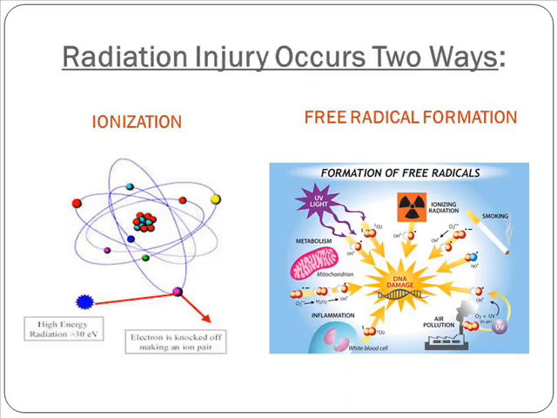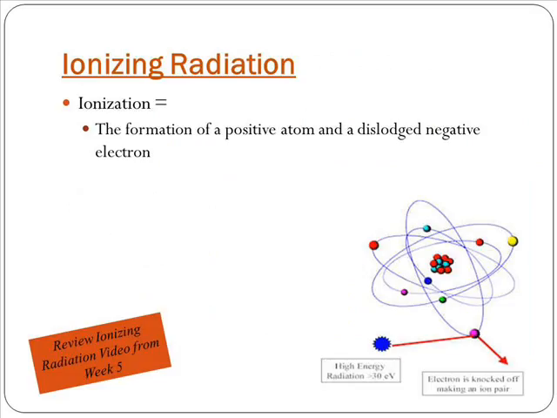Radiation injury occurs two ways, and we've already talked about one of the ways, ionization. Again, that'll be a little bit of a review. The other way is through free radical formation. So ionizing radiation, if you remember from our lecture from week 5, is the formation of a positive atom because we've dislodged the negative electron, or we have removed an electron from the orbit of the atom.